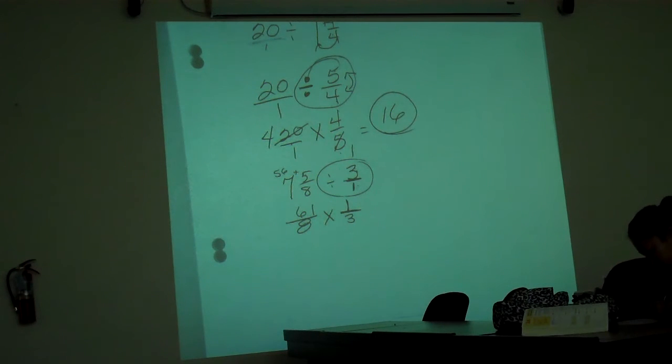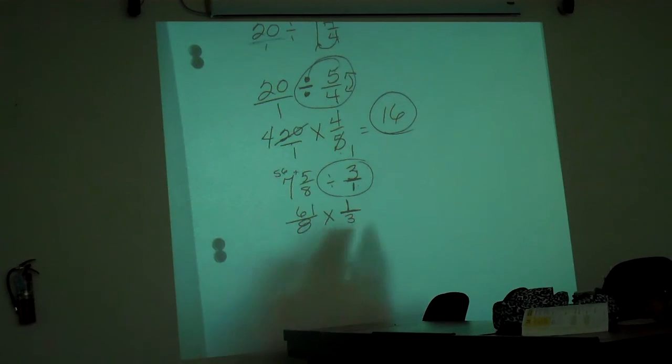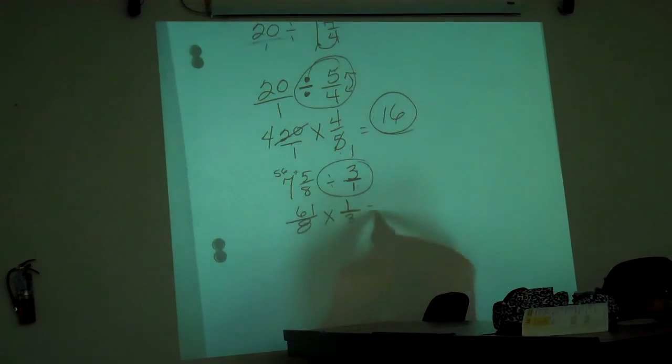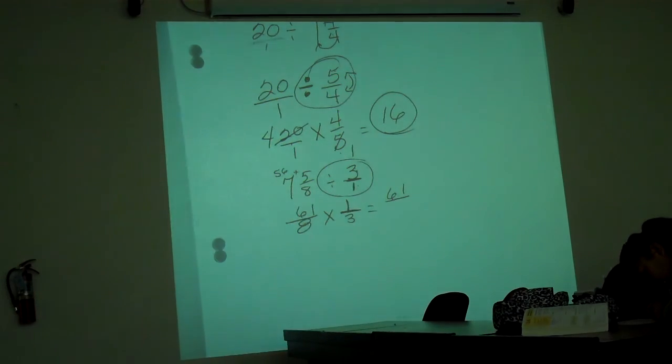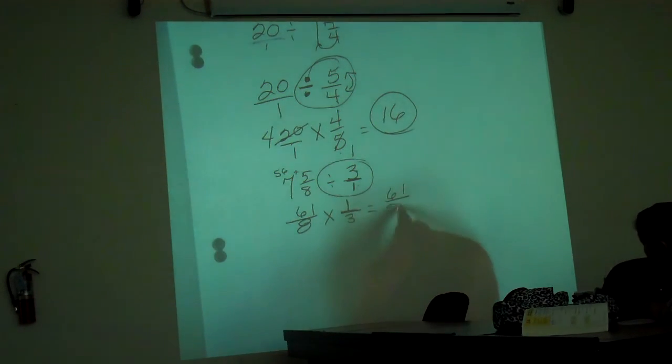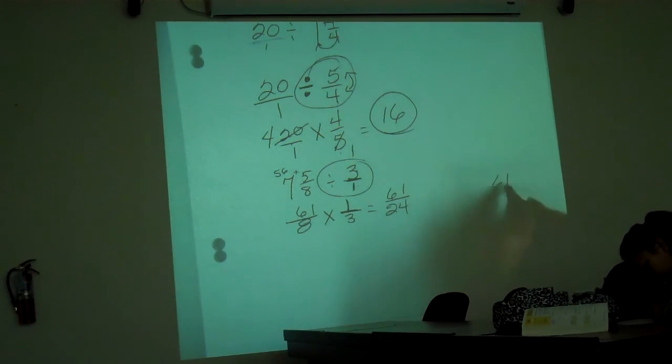Everybody get that? Yeah? Okay, 61, I don't even think that'll divide. I think it's a prime number. It sure won't divide by 3 or 8. Okay, so we have 61 times 1 is 61. 8 times 3? 24. 24. Don't forget to change it into a mixed number.